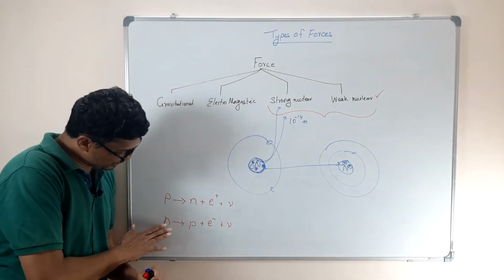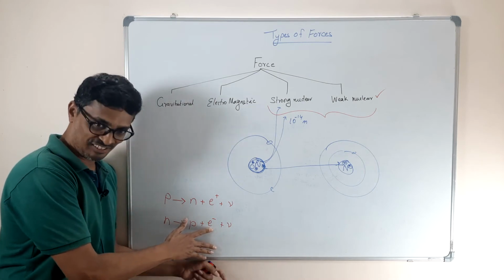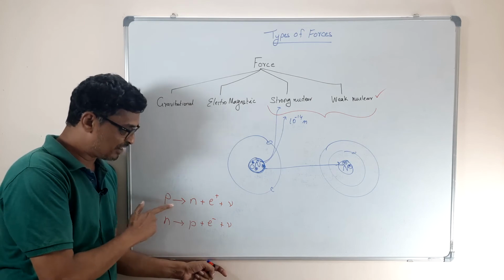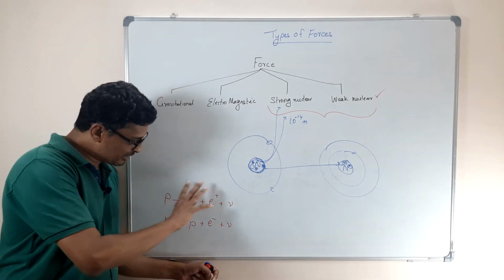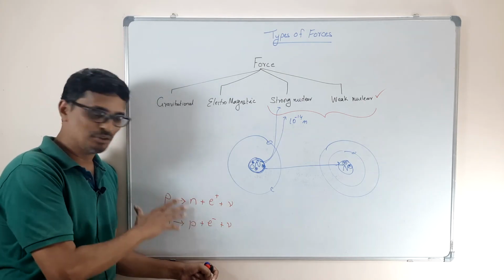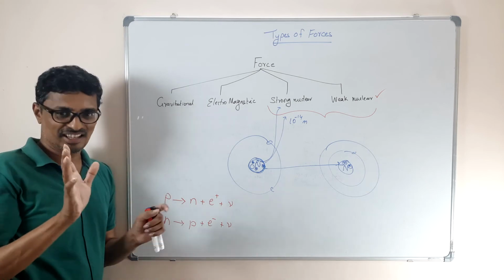Okay, so typically what happens? A neutron becomes a proton by releasing an electron. Similarly, a proton becomes a neutron by releasing a positron. So now there is something called the energy balance. Okay, you will study it in the higher class. This equation cannot be balanced in energy.